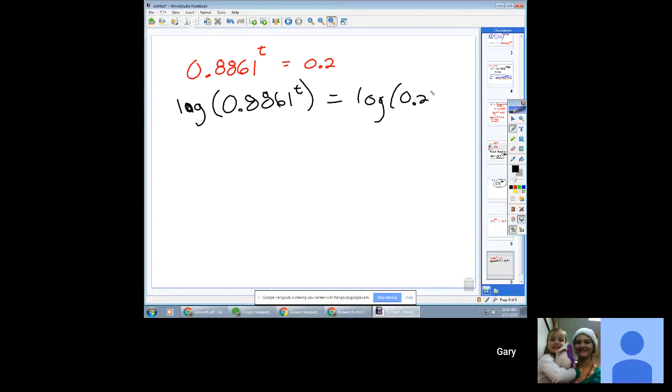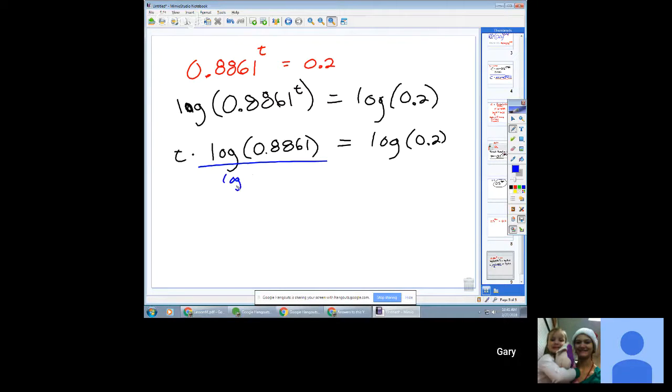And then what? I don't know how to explain it. Did you pull the t out next? Yeah. So if there's a power inside of a log, we can pull the power out. So that becomes t times the log of 0.8861, and that's equal to the log of 0.2. And then divide that over, yeah. So we'll divide by the log.